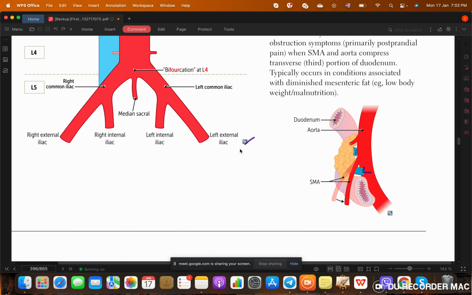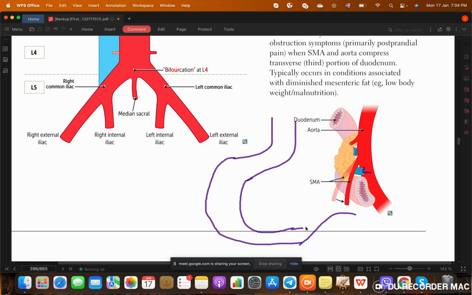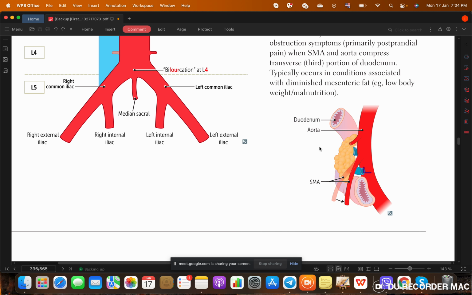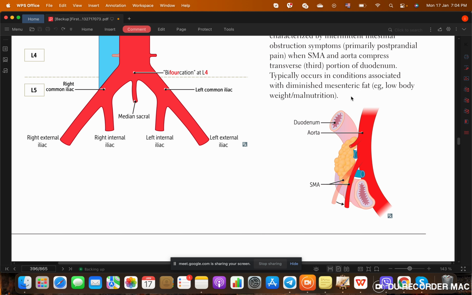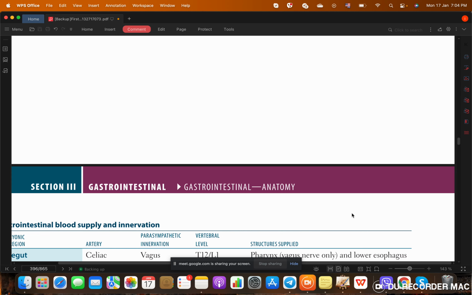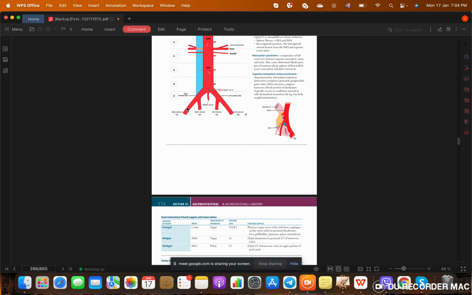Let me explain. The duodenum has the following portions. When it comes from the stomach, it has the first portion, and then the descending portion, and then the transverse portion, and then the ascending portion. Okay, so the third portion will be the one affected. It typically occurs in conditions associated with diminished mesenteric fat like low body weight or malnutrition. So the patient is going to eat, the food is going to come here, but it cannot pass forward. That will lead to colicky pain. Colicky pain means it's a type of pain that comes and goes.